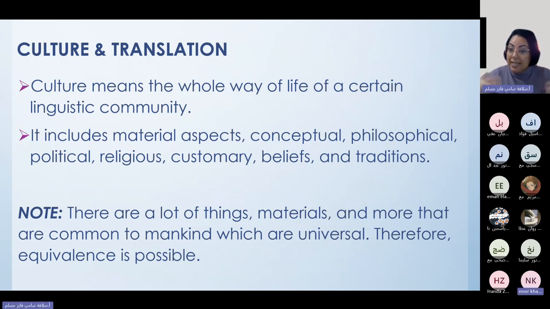So, as I said, globalization, the invention of the internet, the development in technology, and all these factors have made the world smaller. They have made it more approachable. Okay, so some or many of these words, phrases, and sentences have become universal.